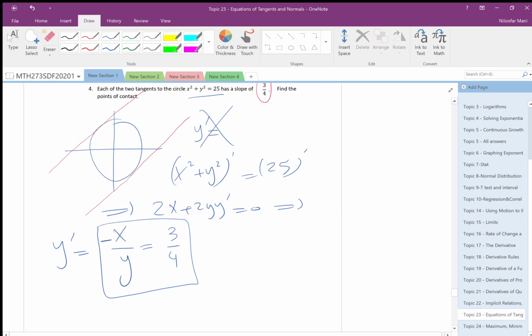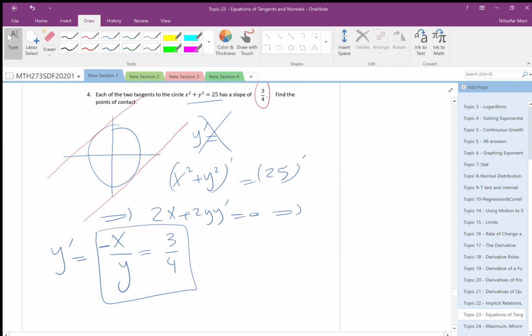Because it says this is the slope. So I found the derivative, and I put it equal with that. So now I can find the relationship between x and y. I can do cross multiplication. Minus 4x equal to 3y. Okay, minus 4x equal to 3y.